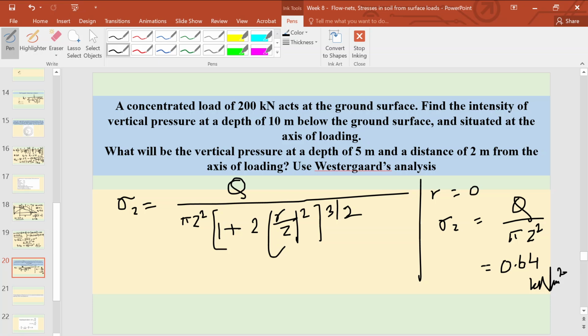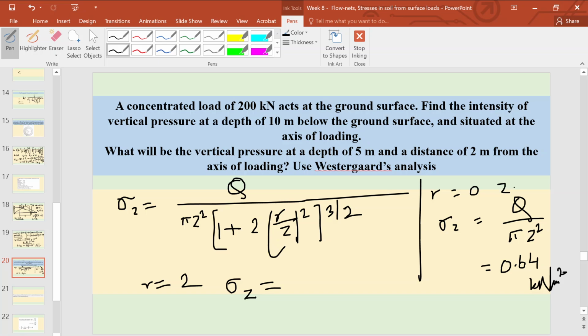Yes, sir. Now when r equals 2, solve it. The second answer is 0.419. Just do one thing. Z is same in both the cases. No, Z is not same. Z is different. Here that is this 5 meters.